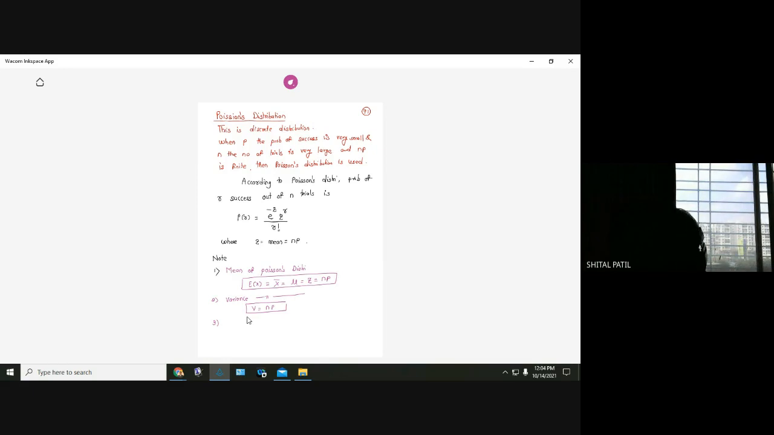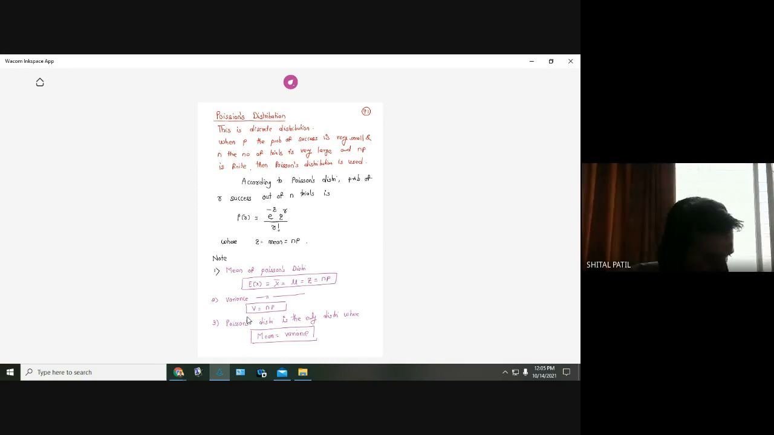Poisson's distribution is the only distribution where mean equals variance. Mean and variance are the same for the Poisson's distribution. Remember this. Clear? Hope everything is clear now. Go through an example to understand what type of examples are expected.